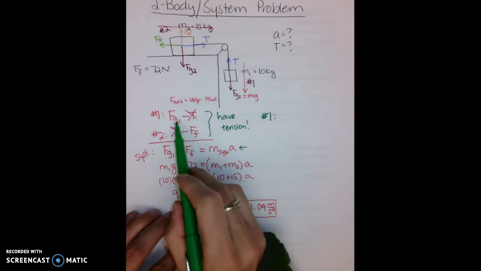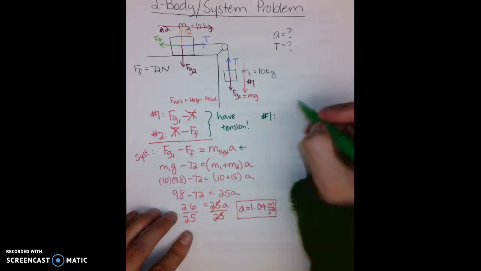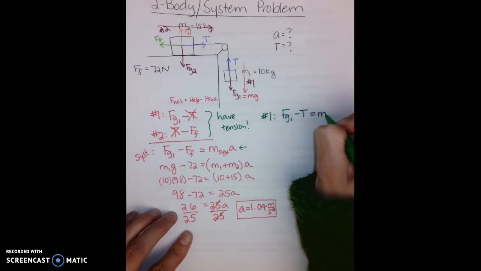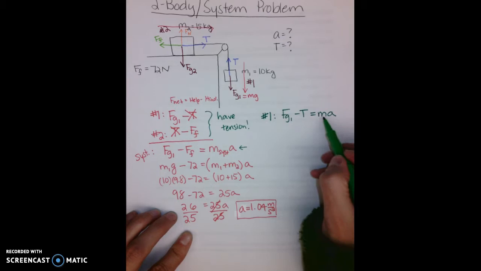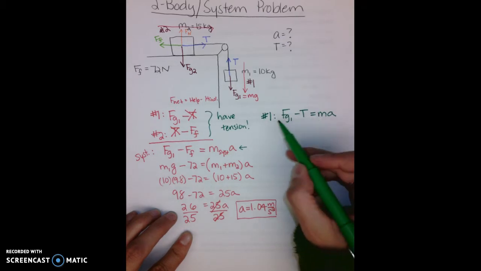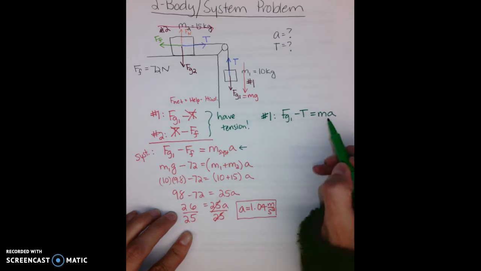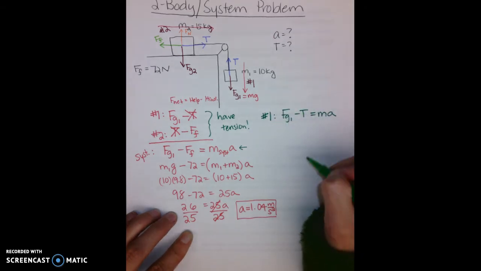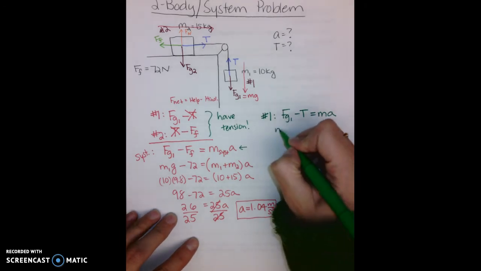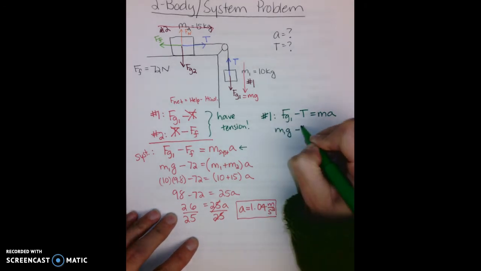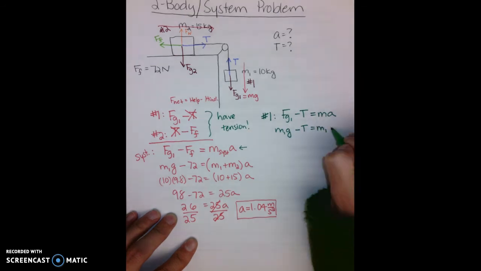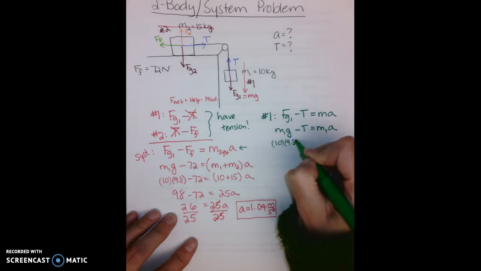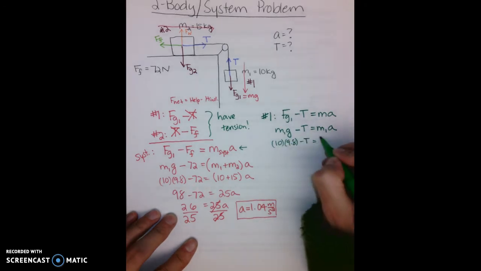And I rewrite the individual net force equation. So for object 1, it's Fg1 minus tension, and now I'm going to set it equal to ma. This mass, though, is no longer the system mass, because I'm only talking about object 1. So this mass is 10. So let's plug in what I have. Fg1 is m1 times g, minus tension, equals m1 times a. So this is 10 times 9.8 minus tension equals 10.